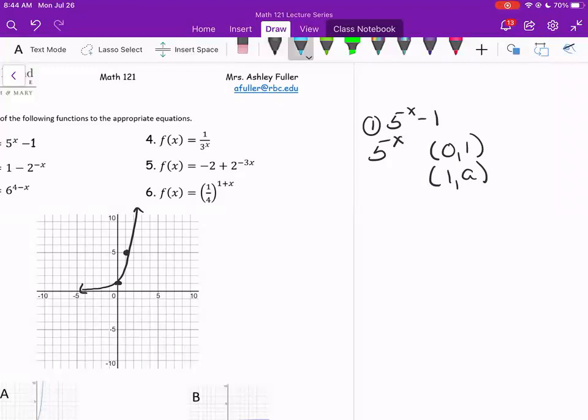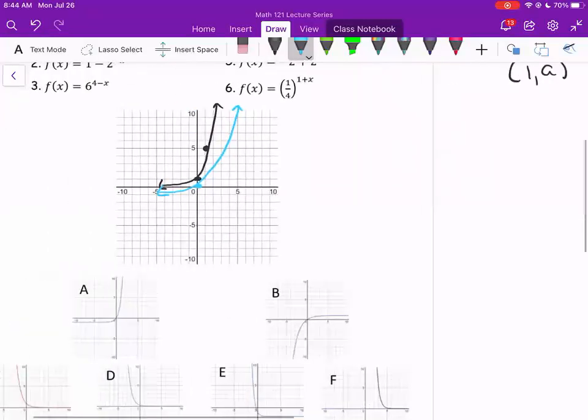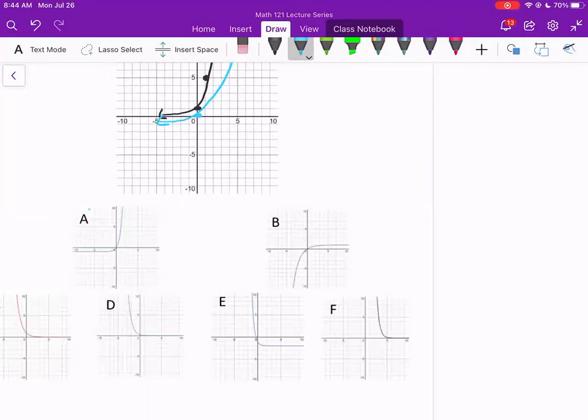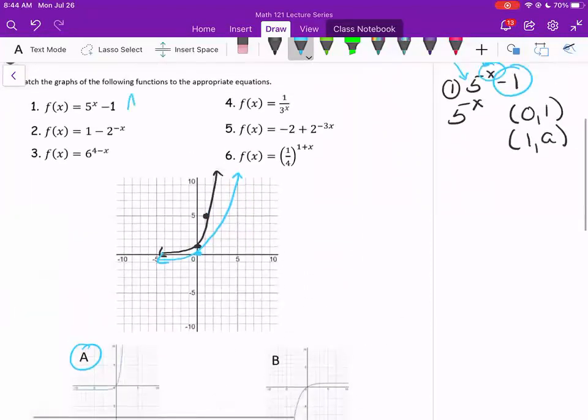If you remember our order, we look at the exponent first. Anything inside the exponent shifts left or right, so this graph does not shift left or right. There is no reflection, since there's no negative in front of the x and no negative in front of the a. However, the minus 1 is going to shift us down 1. And so our graph is now going to look like this. And if we look closely, we can see that the only choice that makes sense for that one is choice A. So number 1 is going to be A.